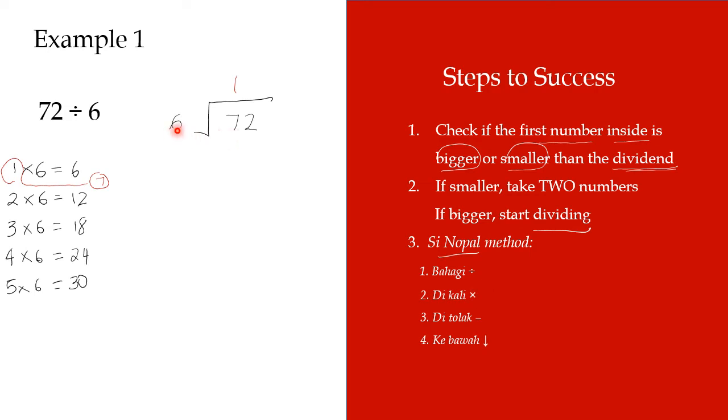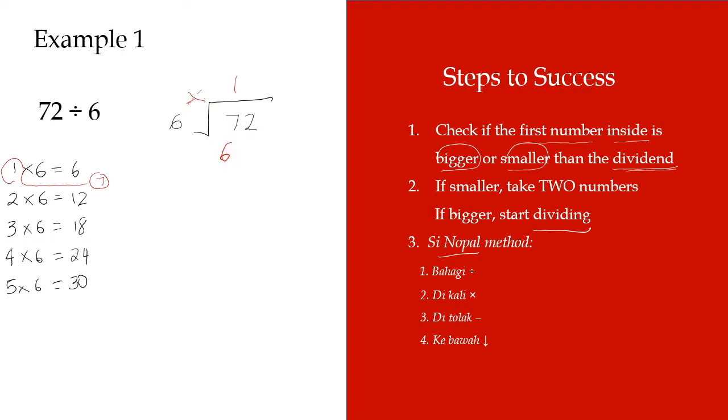So after you bahagi, then you dikali. So it's 1 times 6. What is 1 times 6? 1 times 6 is 6. So that is step 2, dikali. Now moving on to number 3, ditolak. Ditolak is minus.